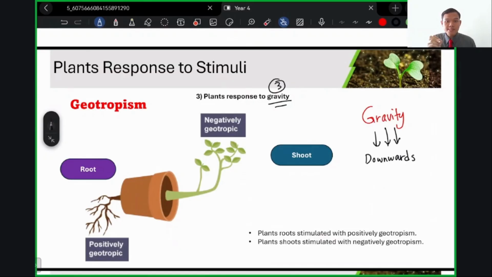So which parts of plants will respond towards gravity, shoots or roots? The answer is the roots. The roots will respond towards gravity, meanwhile the shoots won't. That's why we call it negatively geotropic, because the shoots will keep moving upwards.